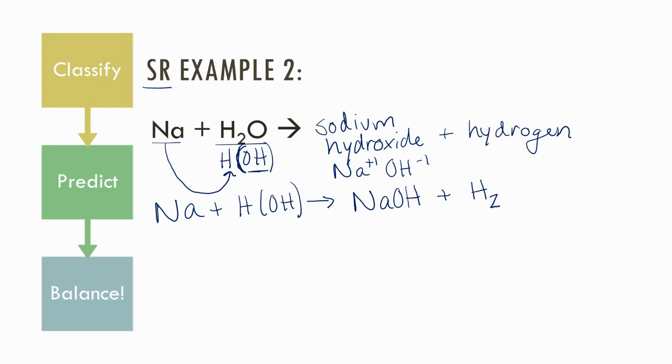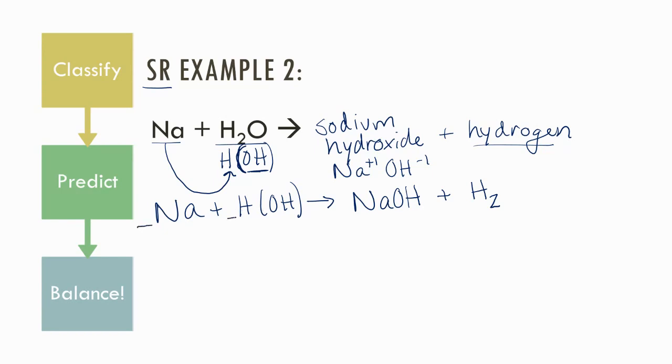Okay, so to kind of recap here, we needed to treat water as more of an ionic compound, so I rewrote it as hydrogen hydroxide. The sodium then can kick out the cation hydrogen to bond with the anion hydroxide to make sodium hydroxide. Then the hydrogen is kicked out on its own, and hydrogen, when it is by itself, it is diatomic. So this is my predict step, okay? I would recommend keeping your water as HOH to balance because that'll make your life a little bit easier.